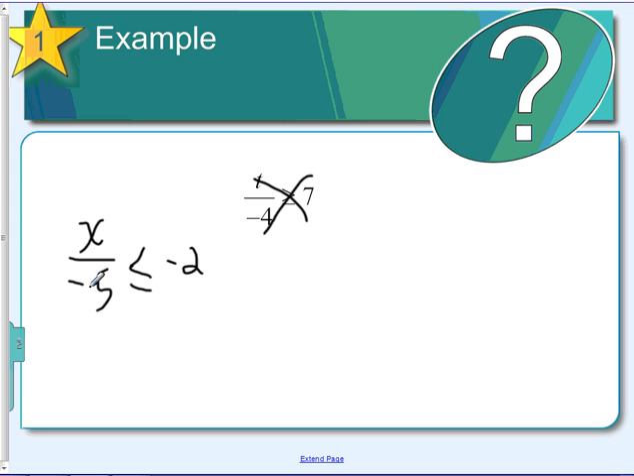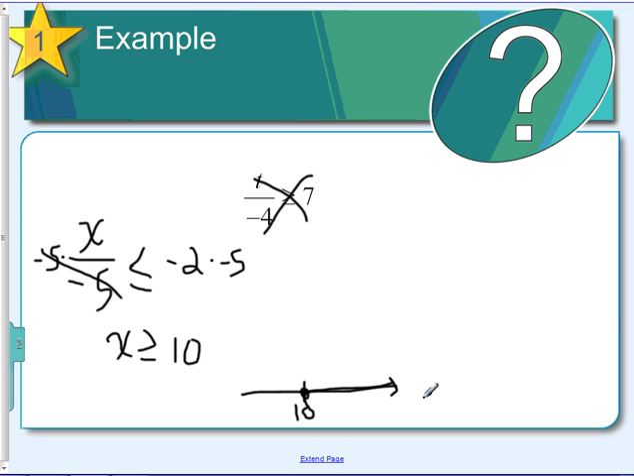If the negative number is with the variable, then we do need to switch the sign. So we're going to multiply each side by negative 5. Those get crossed out, and we're left with x. And negative 2 times negative 5 is positive 10. So now my sign is going to switch from a less than or equal to, to a greater than or equal to. And then we would graph it with a closed circle, and our arrow would go that way.